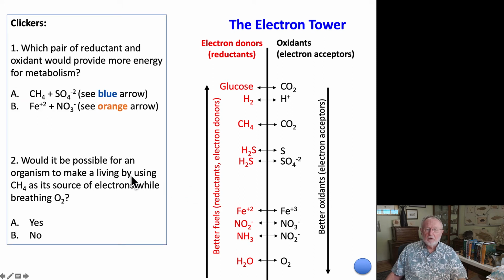Secondly, would it be possible for an organism to make a living by using CH4 as a source of electrons while breathing oxygen? The answer is, of course, yes. CH4 plus oxygen would result in CO2 and water as products.